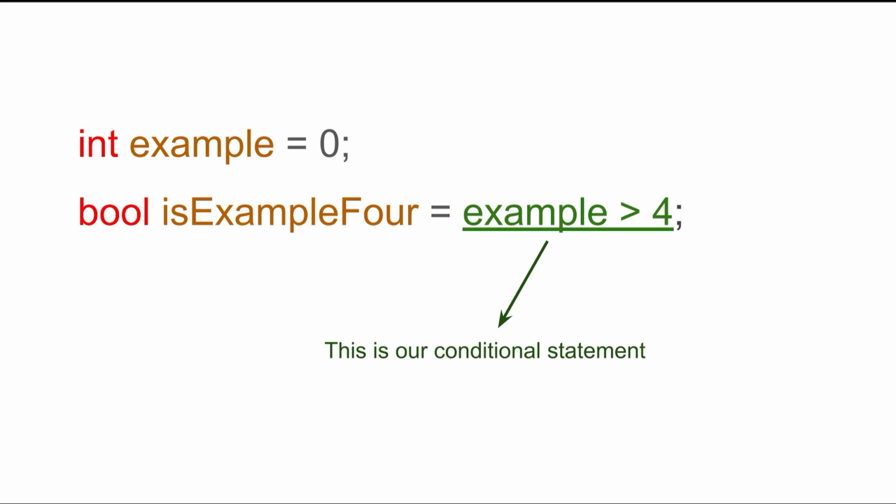So it says, isExample4 is equal to example greater than 4. So basically, if example is greater than 4, then boolean isExample4 will be true. But if it isn't, which in this case it won't be because we've set example to 0, and hopefully you all know that 0 is not greater than 4, then isExample4 would be set to false.